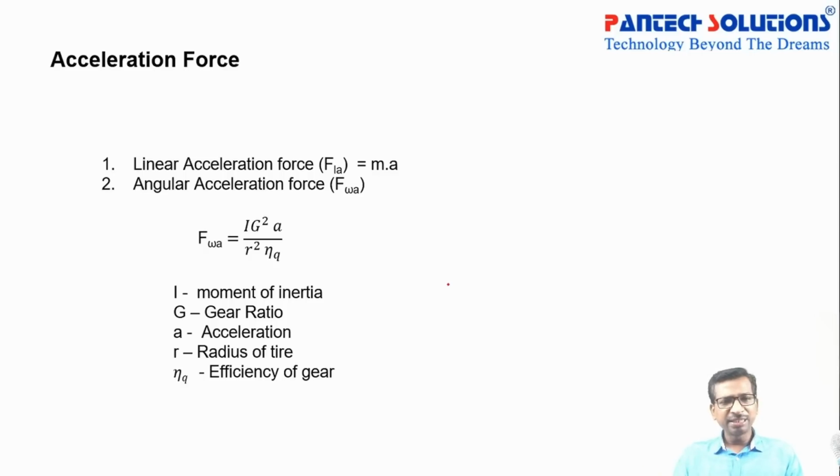And the angular acceleration is when your motor is coupled with the gear and directly connected to the wheel, right? So there will be angular acceleration. To calculate that, the formula is I g² a divided by r² into eta g, right? Here I is the moment of inertia of the vehicle, g is the gear ratio, a is the acceleration, r is the radius, and eta is the efficiency of the gear. So these are the formulas. Suppose you have all the details with you, then you can start your vehicle design.